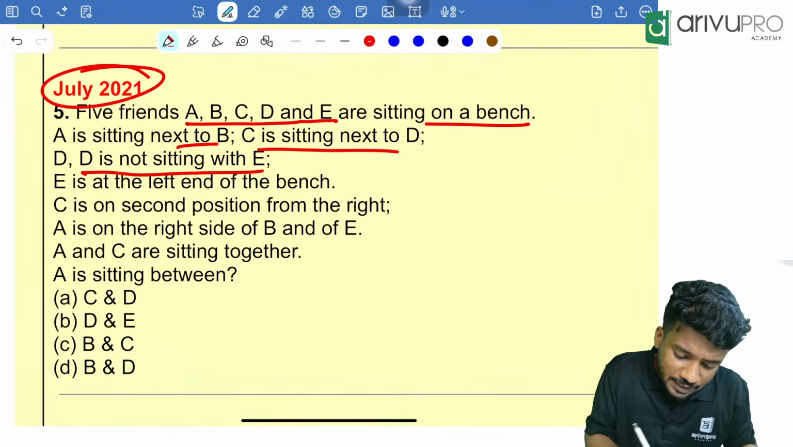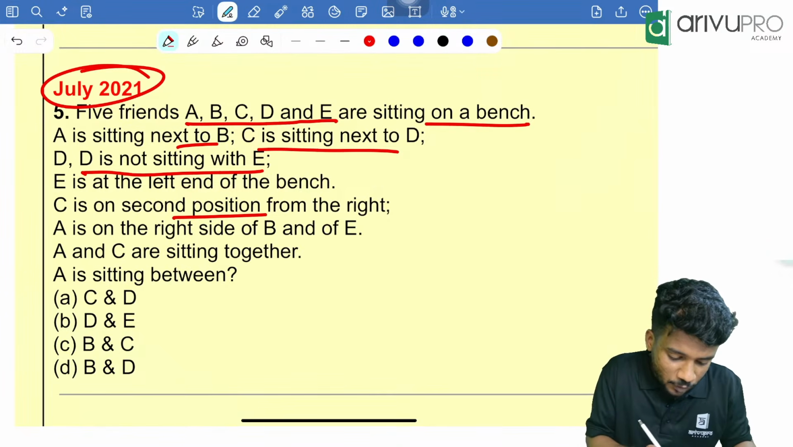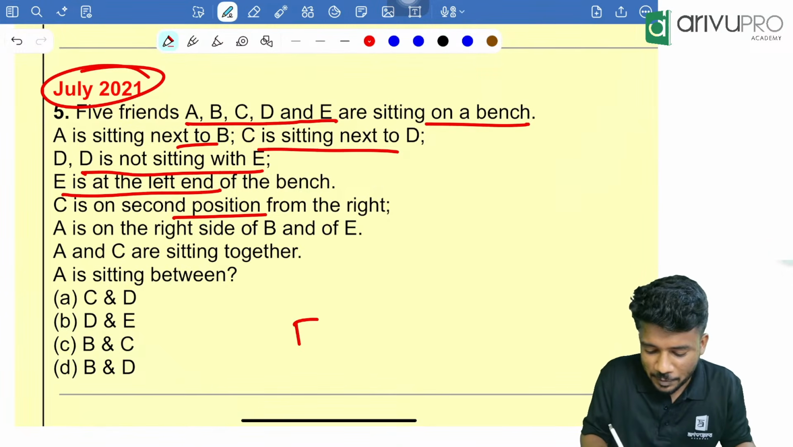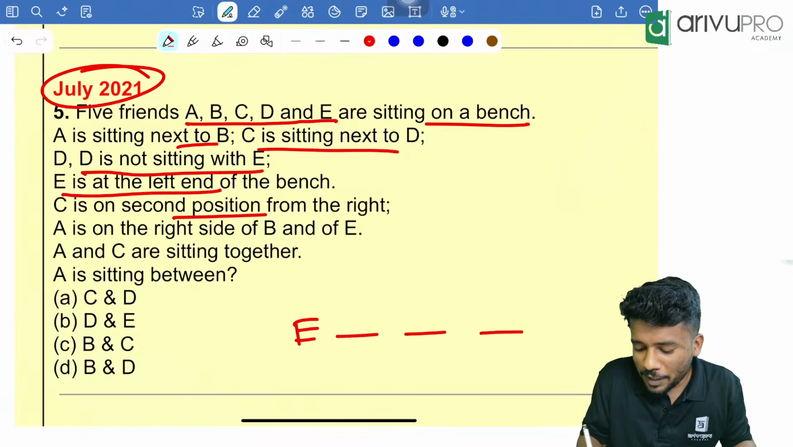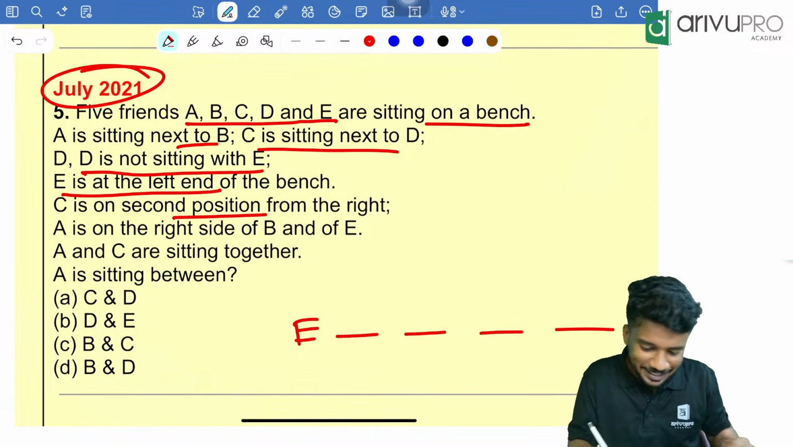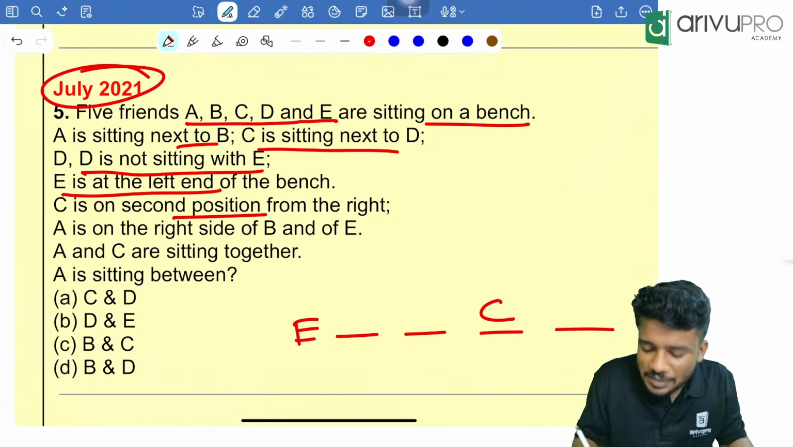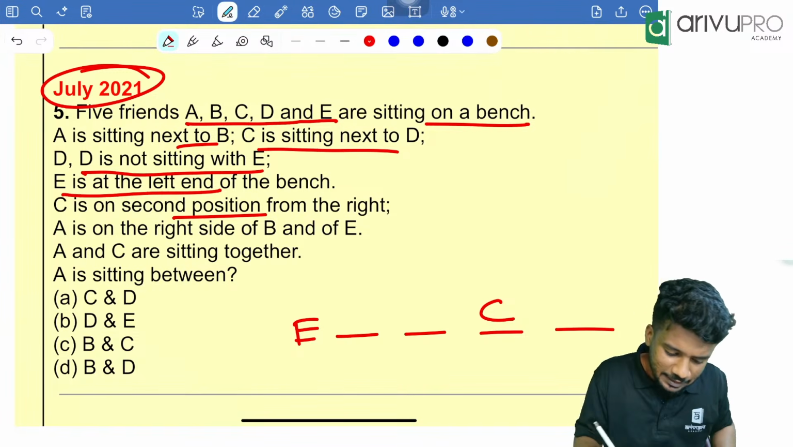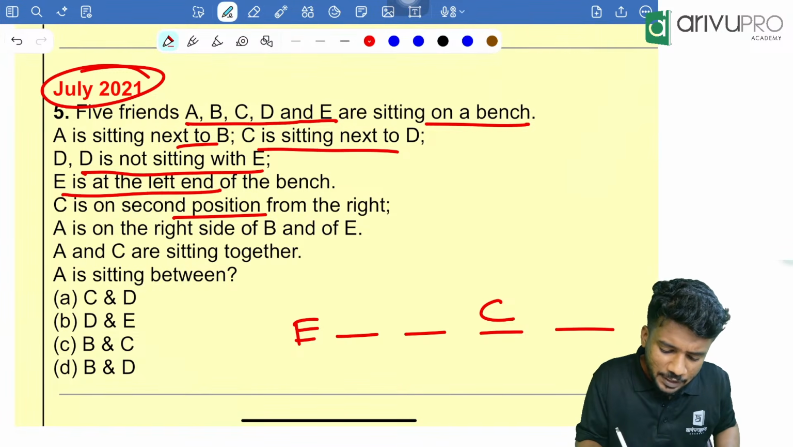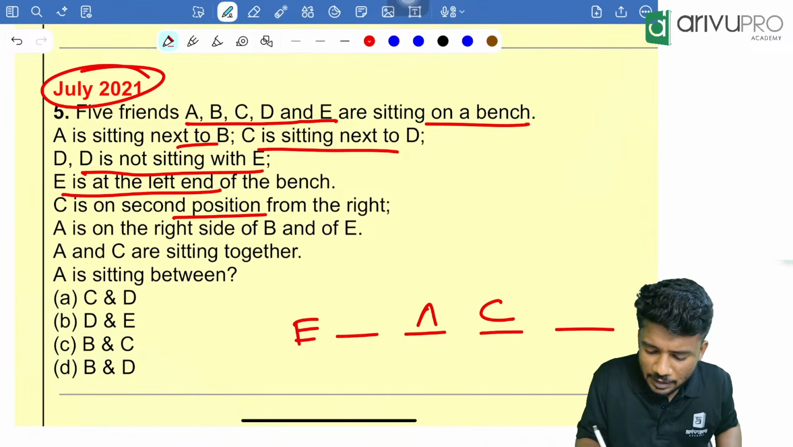Now look here. What is given? C is on the second position from the right. E is at the left end of the bench. How many more people are there? 4 more people. Then C is on the second position from the right. Then A is on the right side of B and of E. A and C are sitting together.